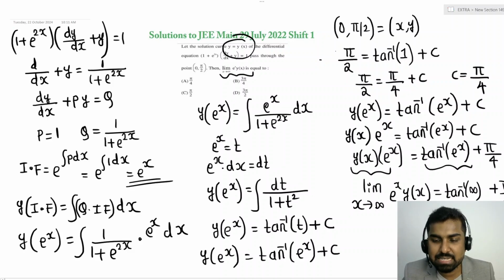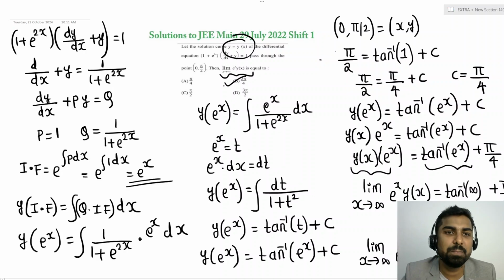If I take the LCM or cross multiplication, whatever you do, pi plus 2 pi gives 6 pi, so we get 6 pi divided by 8. So 6 pi by 8 will be equal to 3 pi by 4. So that means the limit as x tends to infinity of e raised to x y of x will be equal to 6 pi by 8, or 3 pi by 4, which is the solution. So option B is the correct answer for this question.